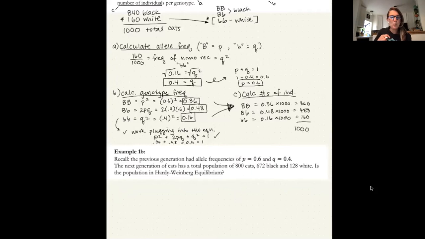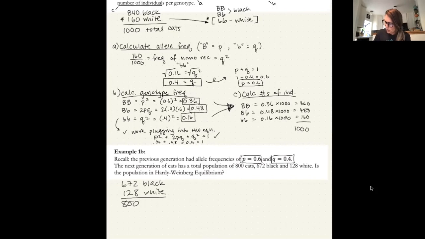So now in example 1b, it says recall the previous generation had frequencies of P is 0.6 and Q is 0.4, and we calculated that above. The next generation of cats has a total of 800 cats. We have 672 black cats, and we have 128 white cats for a total of 800. We are now asking, is this population in Hardy-Weinberg equilibrium?